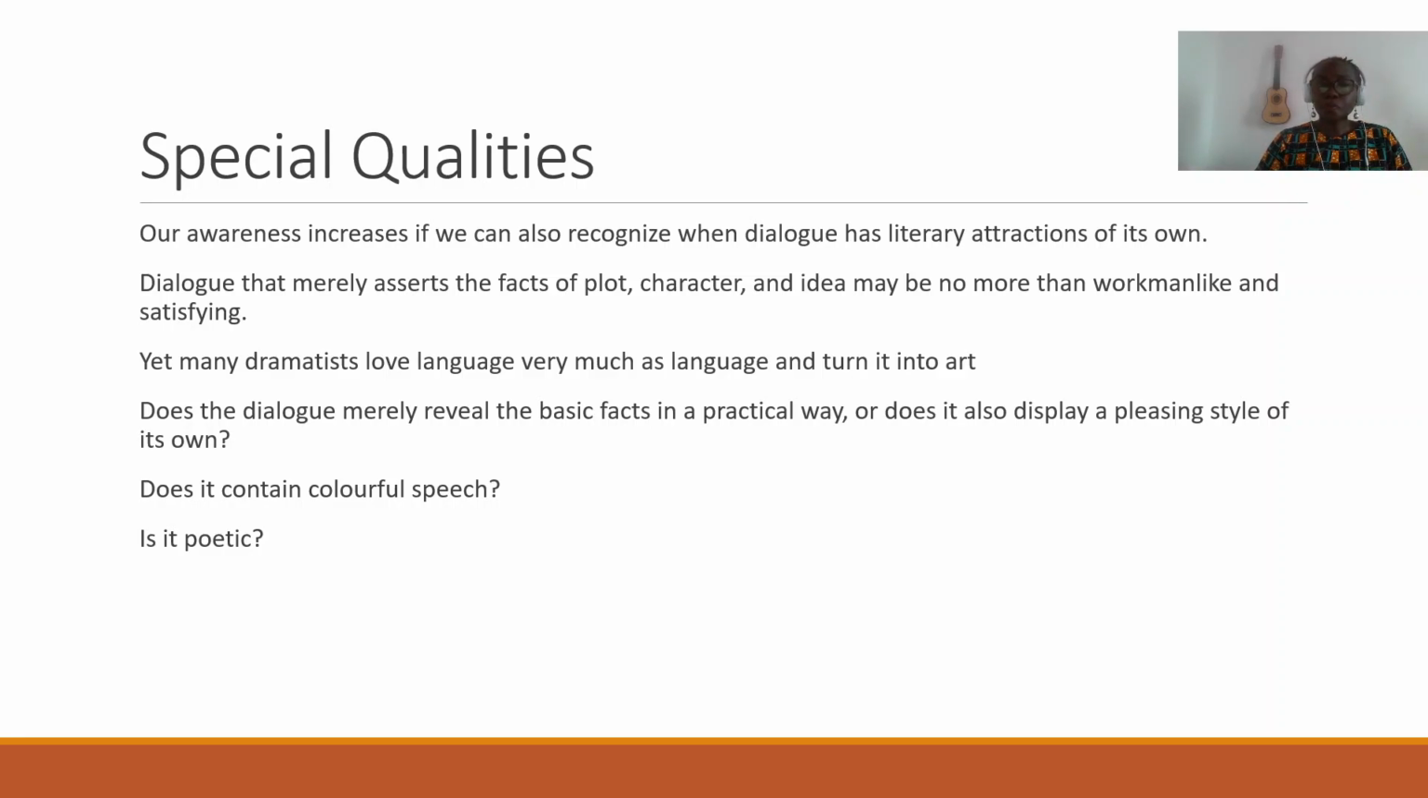And so it is important for you to ask yourself, when you are reading a play, does the dialogue merely reveal the basic facts in a practical way, or does it also display a pleasing style of its own? Does it contain colorful speech? In other words, is it poetic?